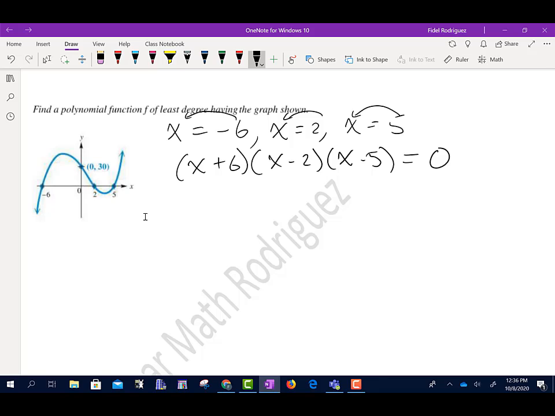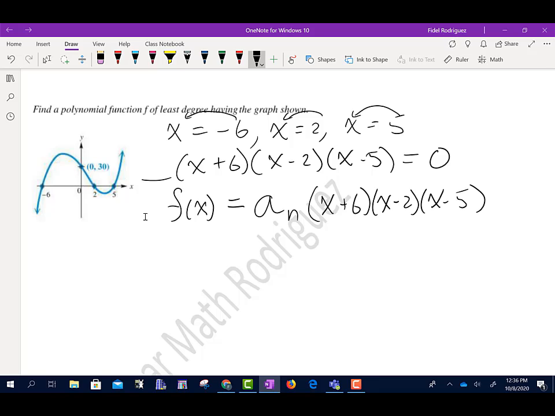Okay, so now we're going to write out our polynomial. It's going to look like this: f of x equals. Now, I don't know what my leading coefficient is. There could be a number here. It doesn't necessarily need to be 1. It could be 5. It could be 8. It could be -2. I'm not certain what it's going to be. Okay, so I'm going to write that as my an, and we're going to have x plus 6, x minus 2, and x minus 5.